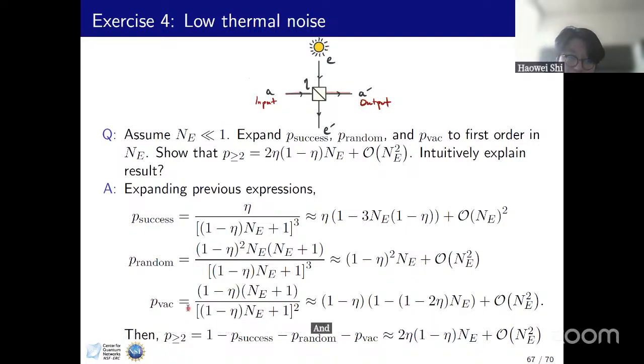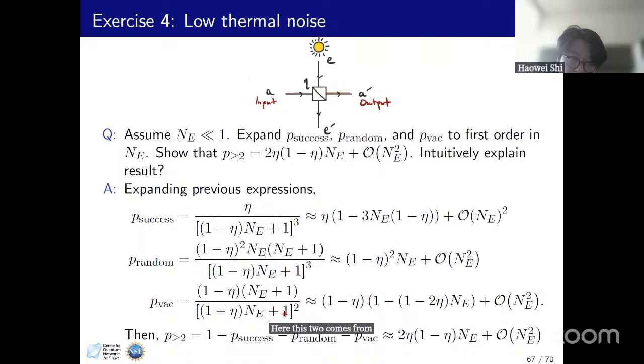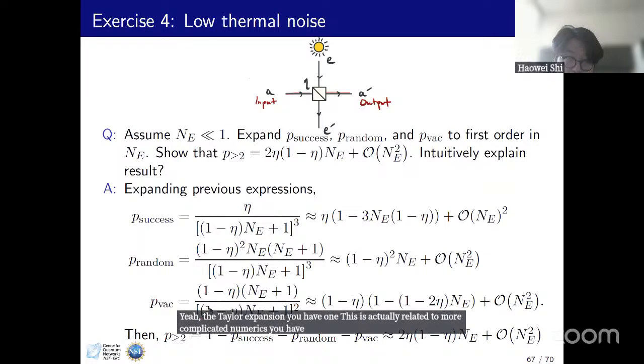And the third event, the vacuum state event, requires us to have first the photon lost in the loss channel. You have 1 minus eta probability. Then you must have no thermal photon mixed in. So the probability is 1 minus the mixed in probability, 1 minus eta NE. Here, this 2 comes from the Taylor expansion. You have 1. This is actually related to more complicated numerics. You have 1 minus 2, 1 minus eta, and you have another term about NE here in the numerator. They cancel each other to give this term. Yeah, this requires more calculation.